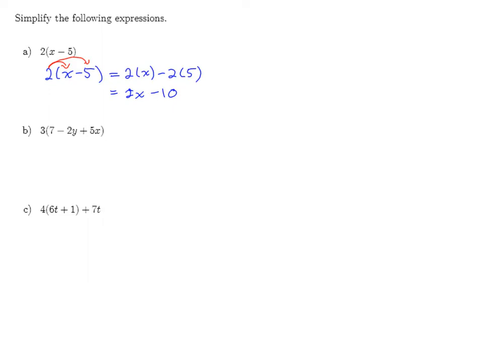In our next expression, we have 3 times the expression 7 minus 2y plus 5x. So here, we'll distribute across. We'll take 3 times 7 minus 2y plus 5x. And that 3 will distribute across all 3 of these terms that we're adding and subtracting here. So we'll have 3 times 7 minus 3 times 2y plus 3 times 5x.